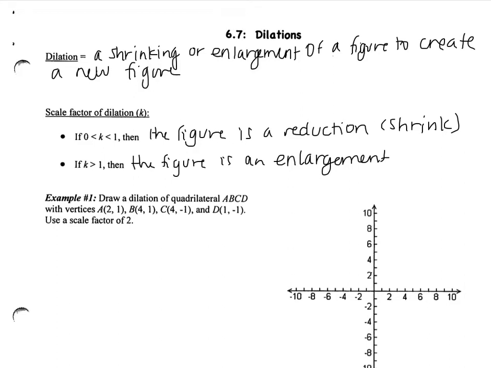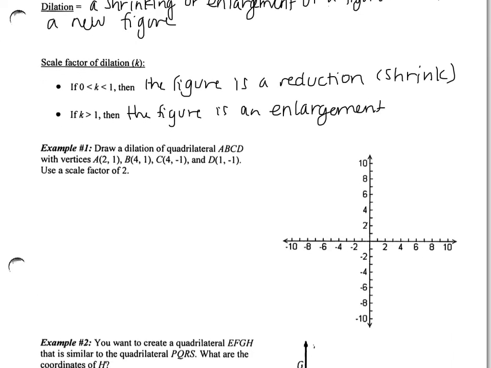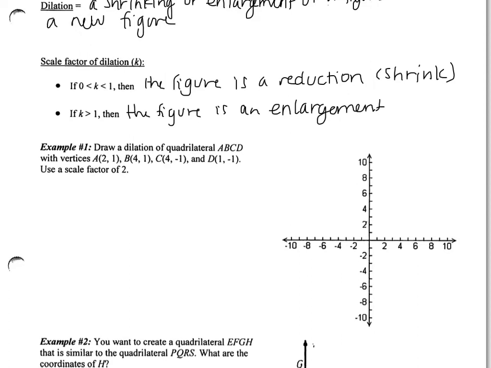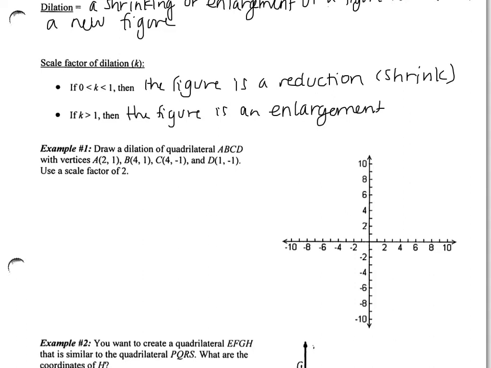So let's look at example 1. Example 1 says draw a quadrilateral ABCD with the given vertices. Use a scale factor of 2. Let's start by drawing the original figure. We have one point at A, which is 2, 1, which is right here. And then we have B at 4, 1. We have D at 1, -1. And we have C at 4, -1. Sorry that I went out of order. So your figure should look something like this.